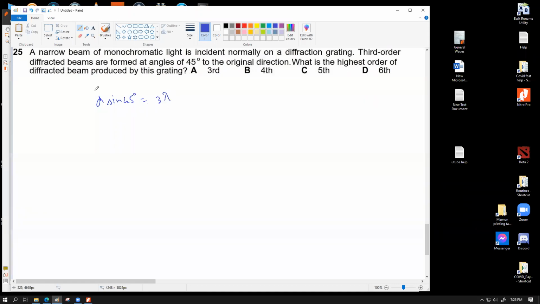I want to find out the maximum value of n, and for the maximum value of n I have to write d sin 90 equals n lambda. I want to find out this value. Simple, you divide the two equations, d cancels, lambda cancels, so ultimately you will be left with sin 45, which is 1 by root 2, equals 3 by n. From here, calculate the value of n and see what you get.